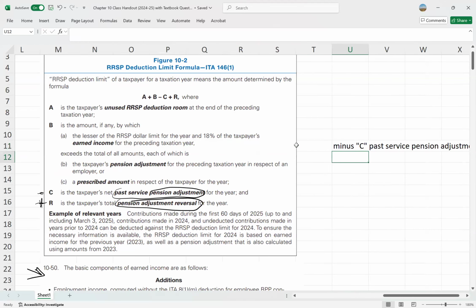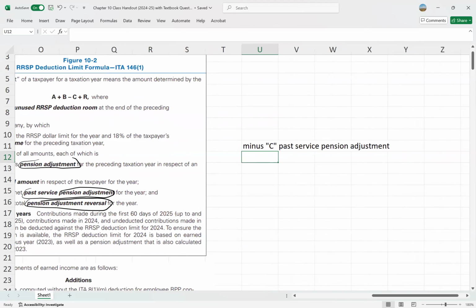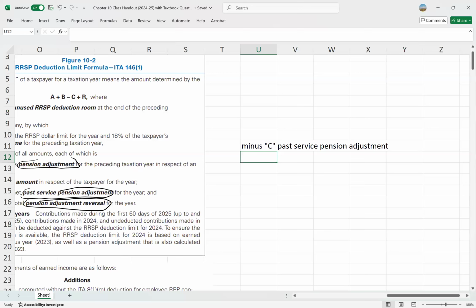So remember, the pension adjustment in B reduces it as well, but that was last year's pension adjustment. This is a pension adjustment based on past years of service. So let's just go through a simple example. Let's say you started working for the company in 2019 and you decided not to join the pension plan.